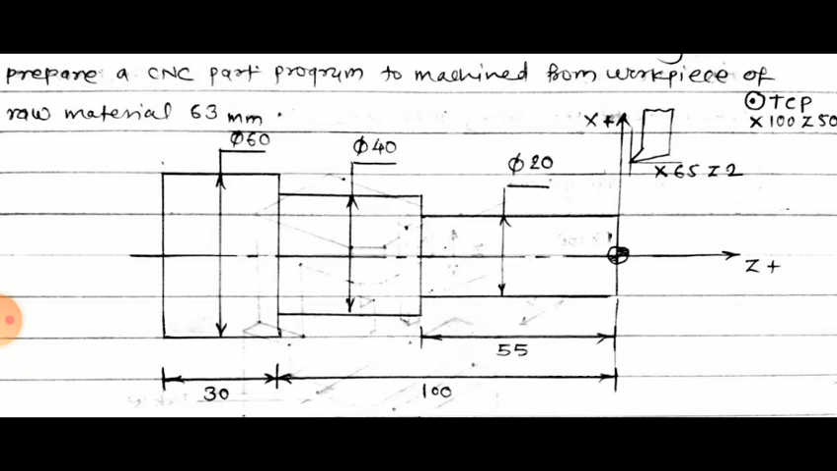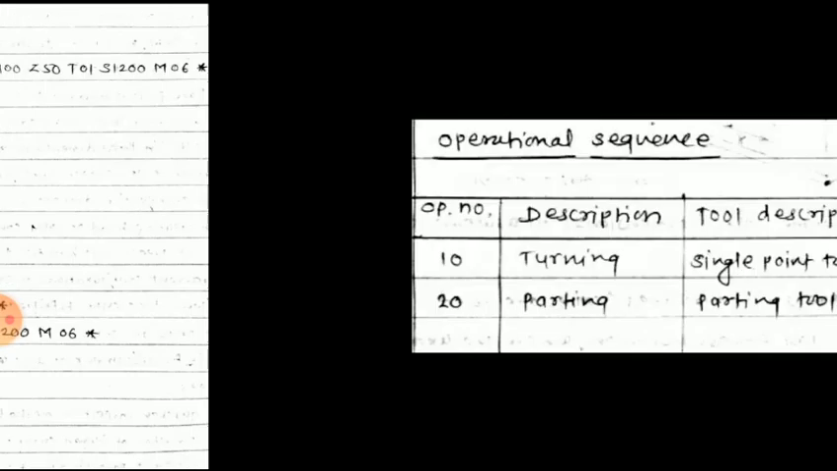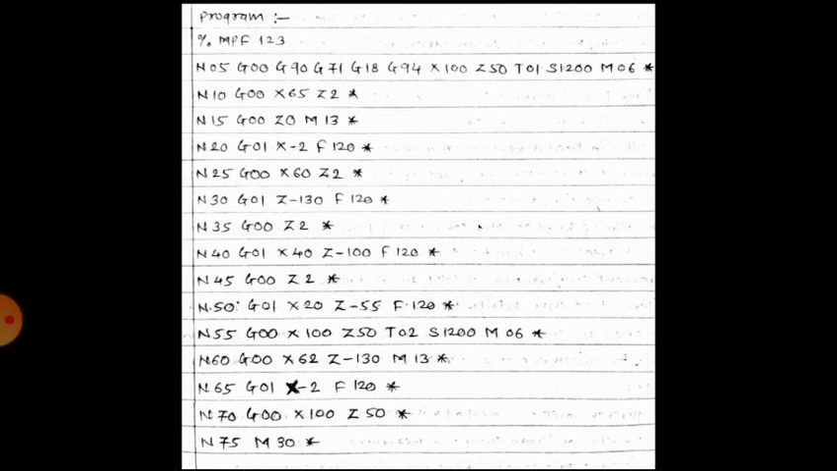Then N50 G01 X20 Z minus 55 F120. So diameter 20 is finished now. It is up to minus 55. You have to make the diameter 20 mm. You can see it in the diagram. Then the next block is N55 G00 X100 Z50 T02 S1200 M02. Now the machining operation is finished.